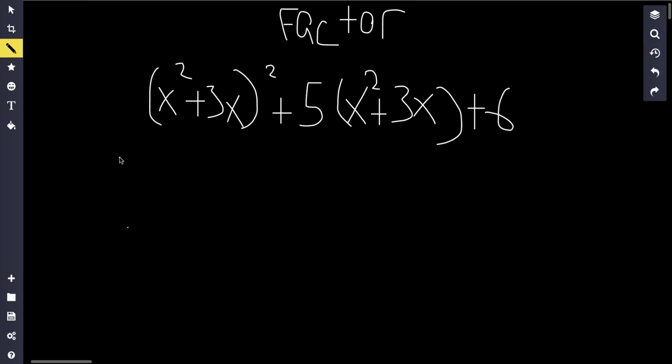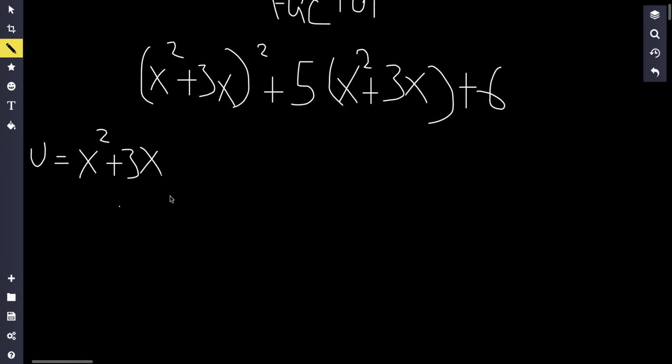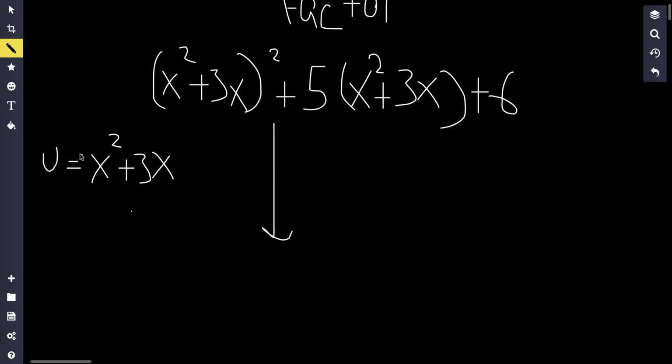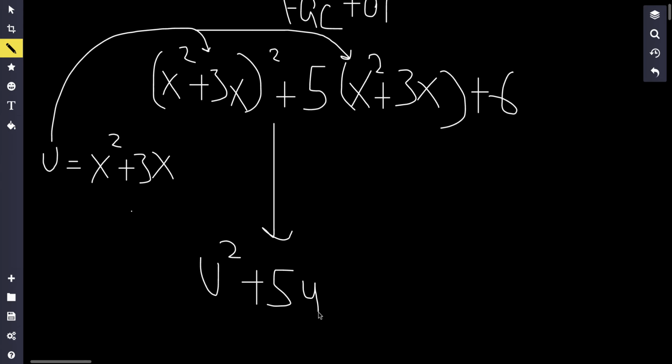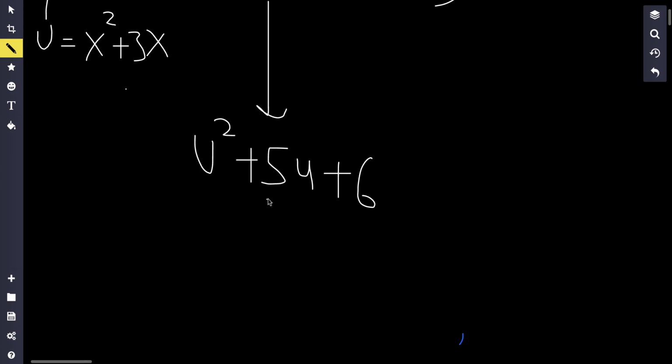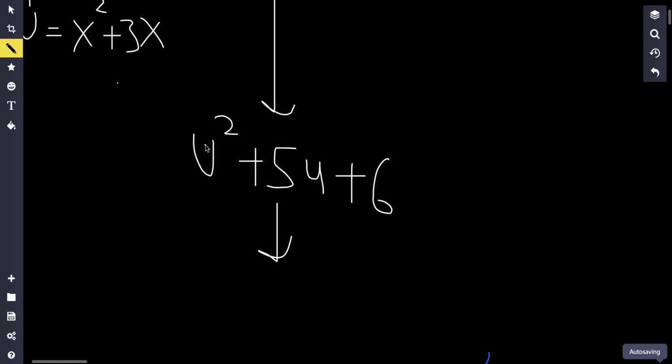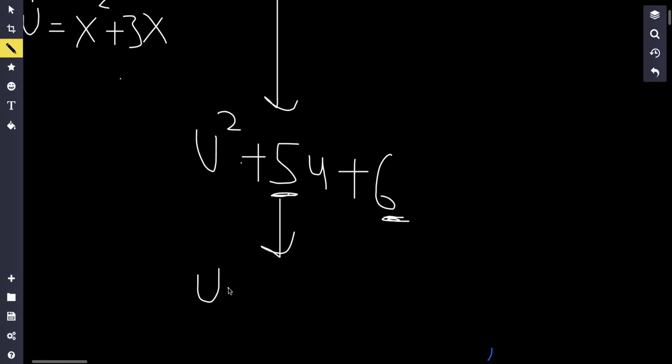But what you have to realize here is that if we let some dummy variable, let's say u, be equal to x squared plus 3x, take a look at what happens. If we substitute u into these areas, we get u squared plus 5u plus 6. And I'm pretty sure you know how to factor this, right? What are two numbers that multiply out to be 6 and add up to be 5? That's just going to be u plus 3 times u plus 2, right?